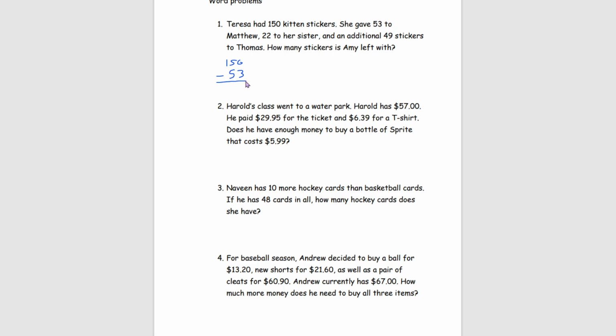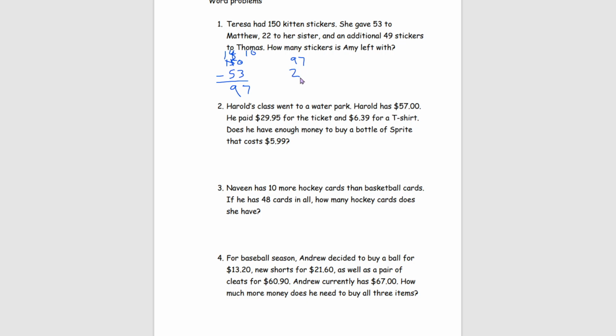So if we first subtract that, we see that 0 minus 3 is impossible, so we have to borrow 1 from this 5. This 5 becomes a 4. This 0 becomes a 10. 10 minus 3 gets us 7. But now 4 minus 5 is impossible, so we have to borrow 1 from this 1. And this 4 becomes a 14. 14 minus 5 gets us 9. So right now she has 97 left.